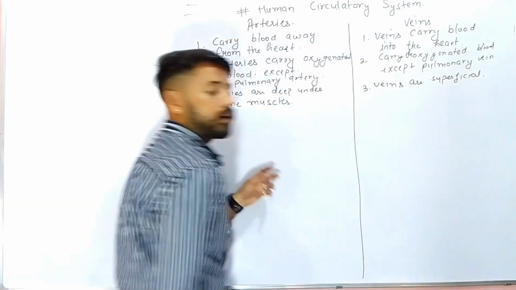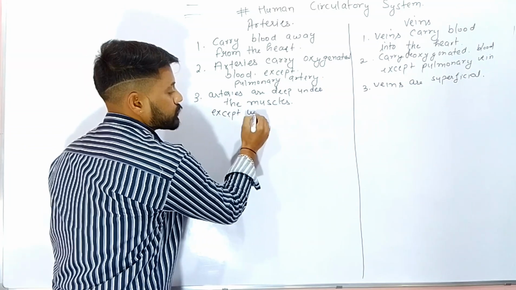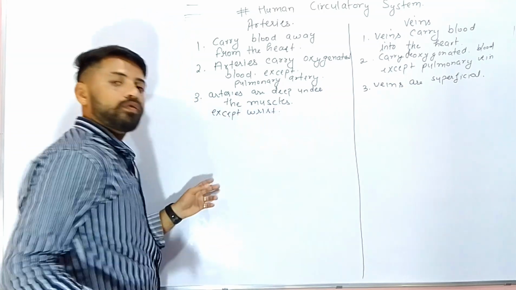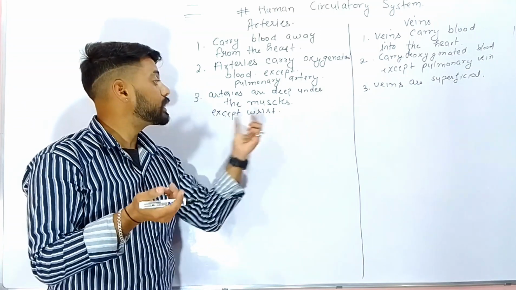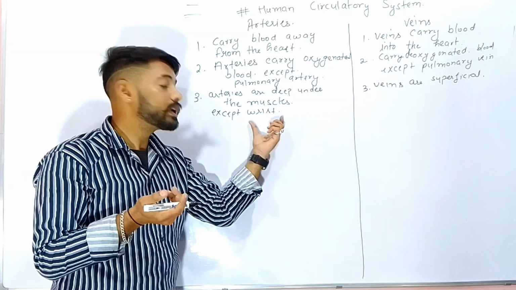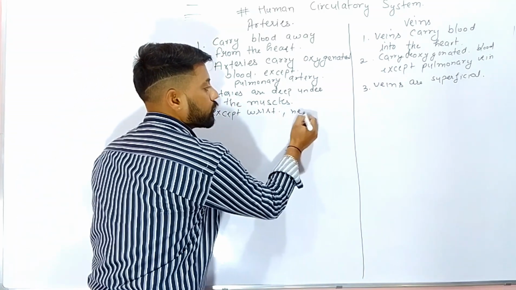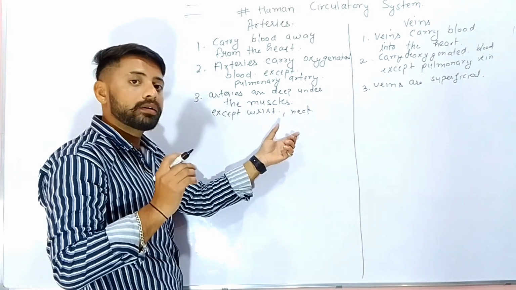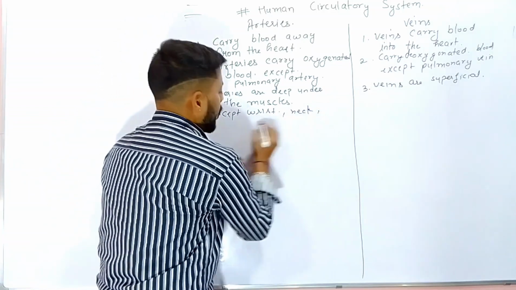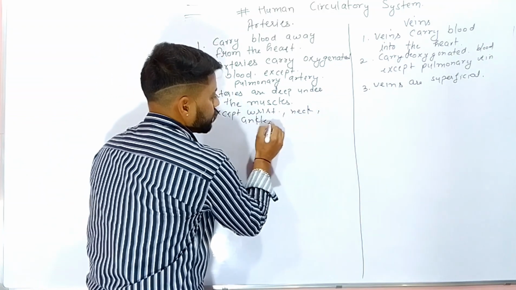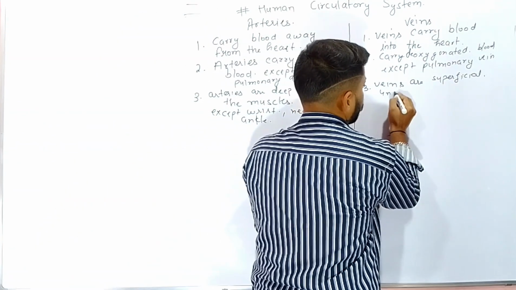In case of arteries, there are also some exceptions, such as the wrist region. When you touch your wrist, you can feel the pulse, because the arteries in the wrist region are superficial. In the neck region, the arteries are also superficial. You can also feel the pulse there. In the ankle region, whereas the veins are superficial under the skin.